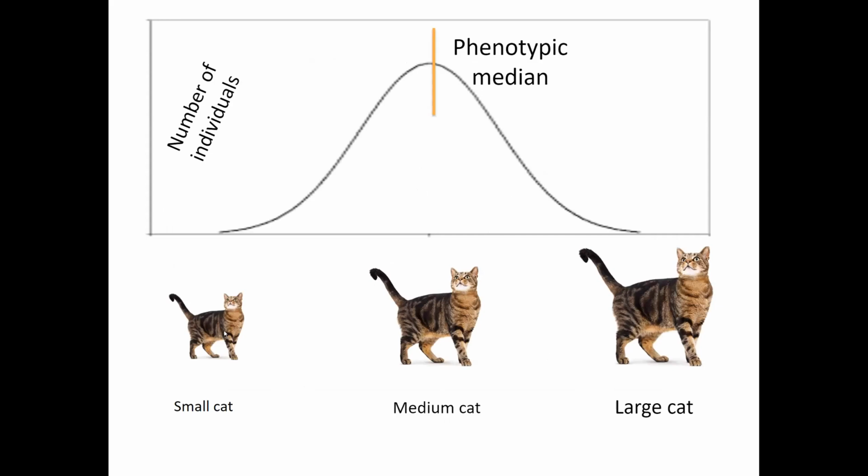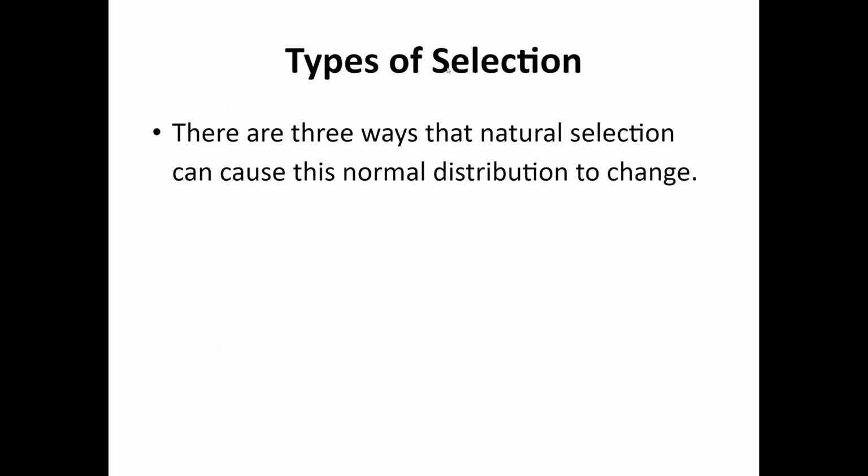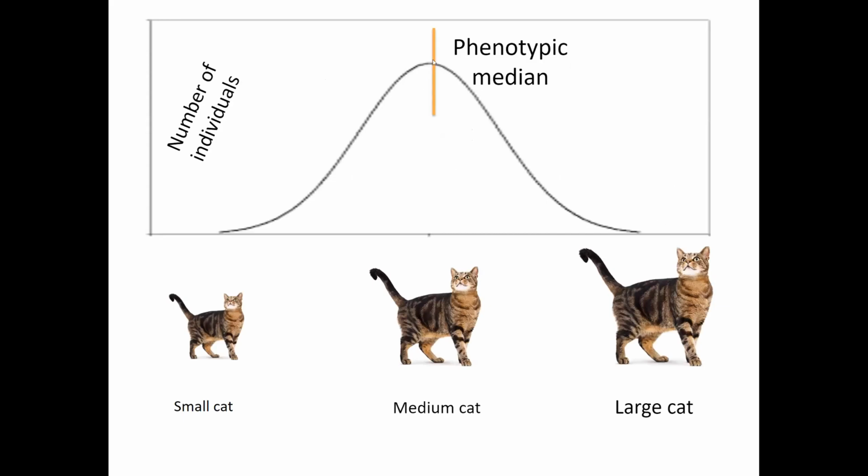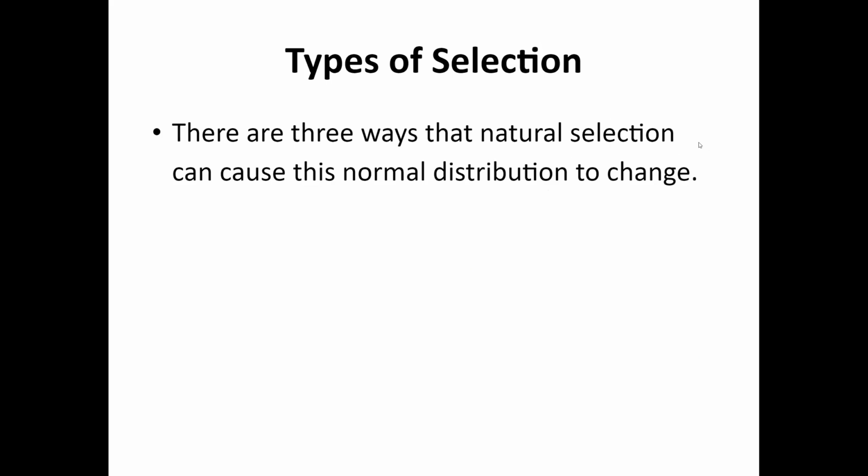So basically, let's look at the example here of cats. Small cats, there's not many of them. Large cats, not many of them as well. Medium cats, most feline domesticated cats, we have this medium size here, or the higher frequency of them. Okay, so there are three ways that natural selection can cause this normal distribution to change. So some of the times it will not look as perfect as this does. It can actually change due to natural selection.